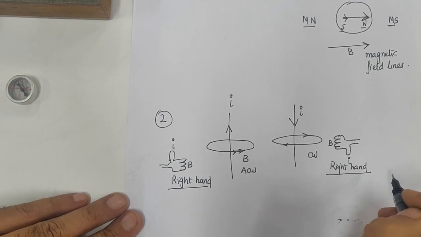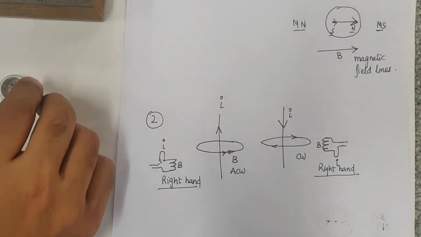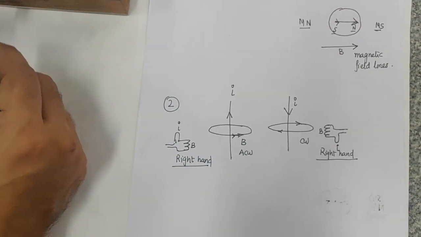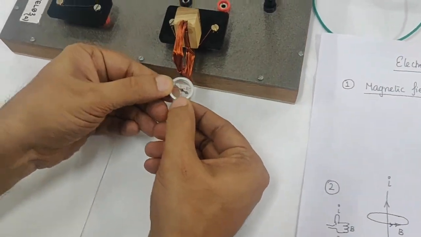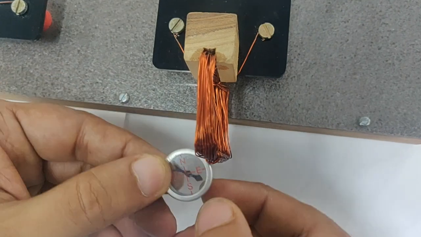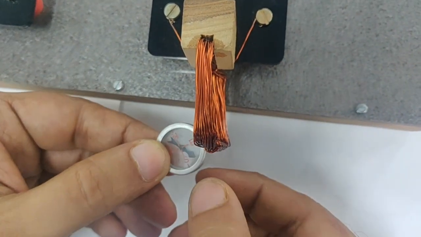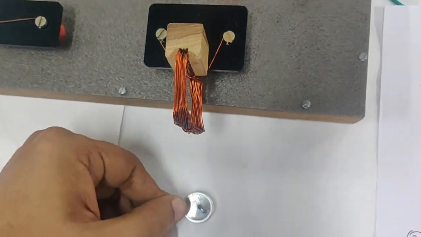Thus you establish that a current carrying conductor produces a magnetic field. I missed showing you the fact that this needle won't be moving when there is no current. You can see that this needle is not moving when there is no current. So you can be sure that it's the magnetic field produced by current that moved this needle, right?